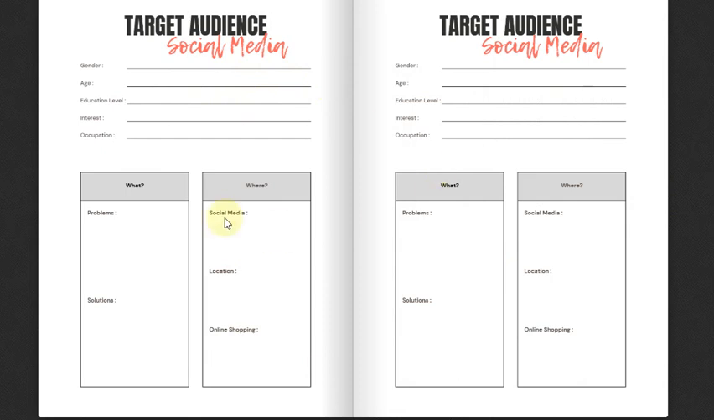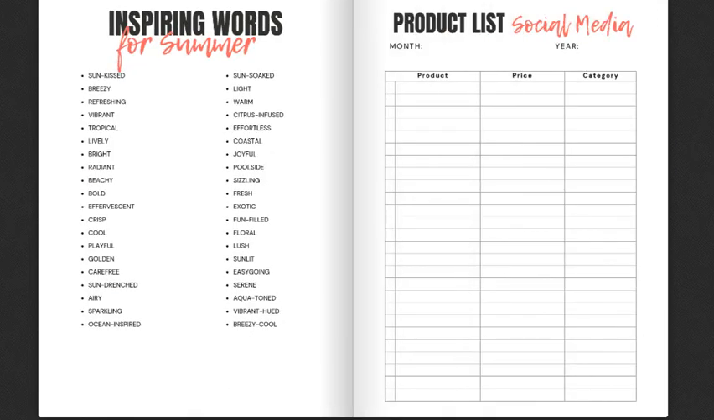Next, you want to plan out who is your target audience, who do you want to reach with your social media posts. Who would be the best fit for the kinds of products that you are promoting. Okay, so once you have your target audience mapped out, here are some inspiring words that you can use in your social media posting.